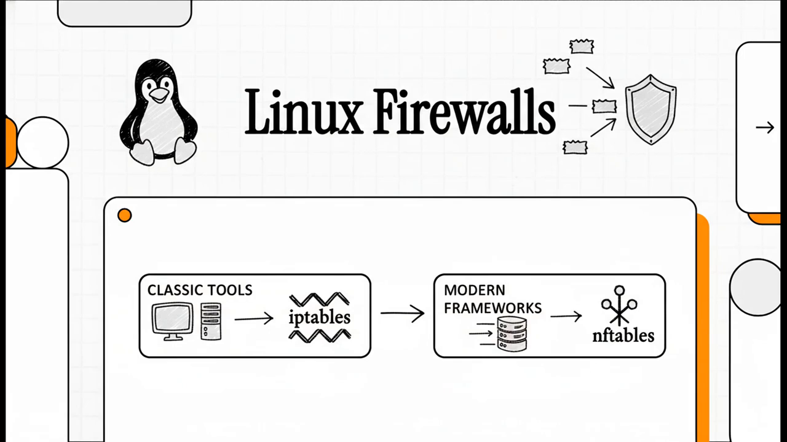All right, let's get right into it. Today, we're going to peel back the layers of the Linux kernel and take a look at something that's absolutely critical for networking and security: packet filtering. We're going to trace the journey from the classic tools that honestly built the early internet, all the way to the modern stuff that's making everything faster and way more efficient.